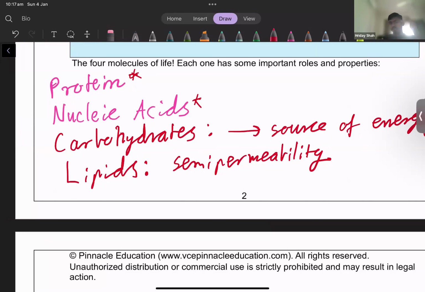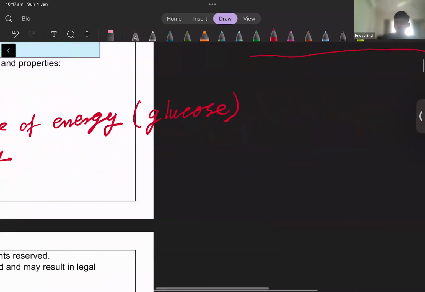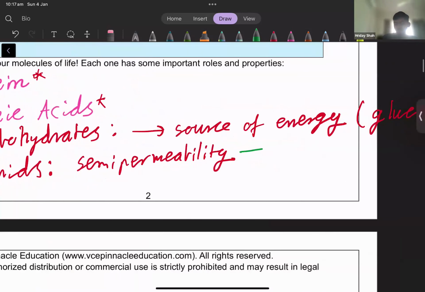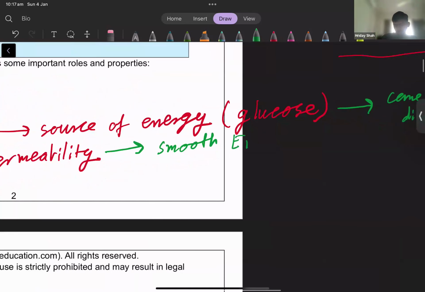Now, for both carbohydrates and lipids, we should also know where they come from. Carbohydrates are usually going to come from the diet, so you need to consume them. Whereas lipids, again back to our Unit 1, 2 revision, are made in the smooth endoplasmic reticulum.